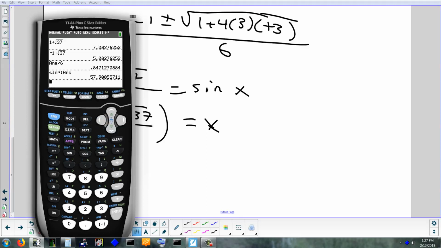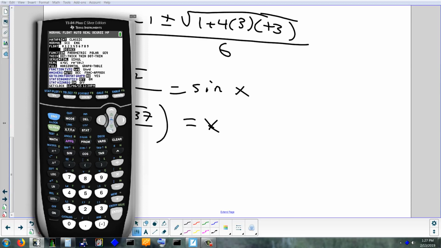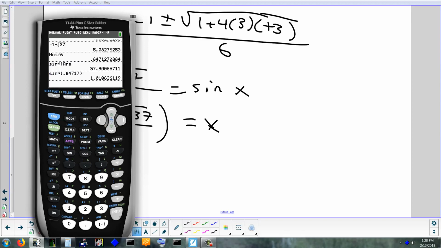In degrees, I really want it in radians though. So in degrees, it's 57.900. Or, if you want it in radians, let's do the inverse sine. And now I have to actually type it in. I can't use the last answer, because the last answer is 57.9. I want the answer before that. 0.847127. Close enough. So in radians, it's 1.01.